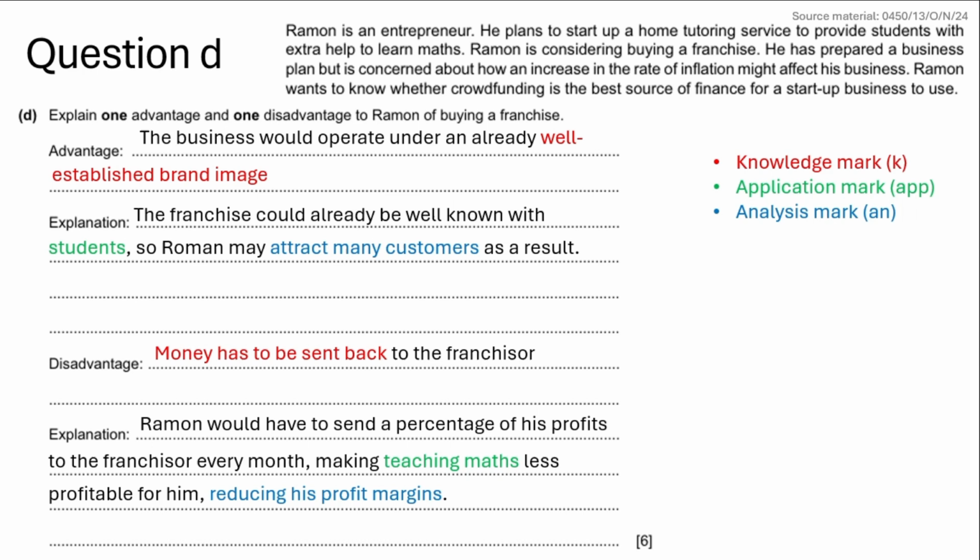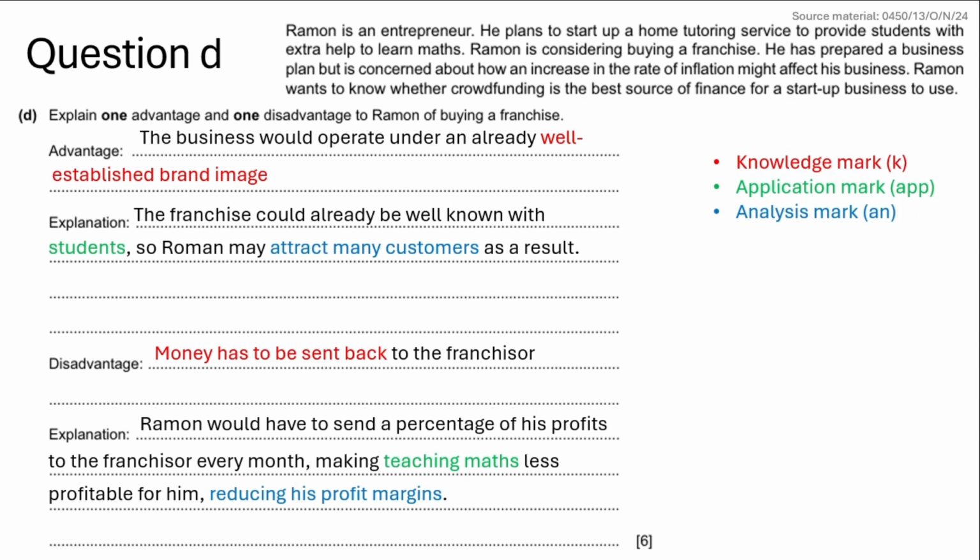The knowledge mark is money has to be sent back to the franchisor. Ramon would have to send a percentage of his profits to the franchisor every month, making teaching math, the application, less profitable for him, reducing his profit margins. The knowledge mark is money has to be sent back. So what does this mean? If you are having to send money to somebody every month, what does that mean for you? It means that your profit margins will be lower. That's your analysis. Once you understand these things, the way to attack the question, business studies becomes a whole lot easier. It may even be one of the easiest subjects.